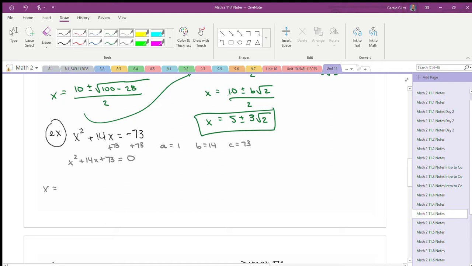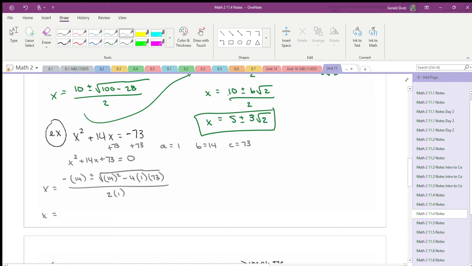So if I do the quadratic formula, x equals negative b, so negative 14, plus or minus the square root of b squared, so 14 squared, minus 4 times a times c, all divided by 2a.